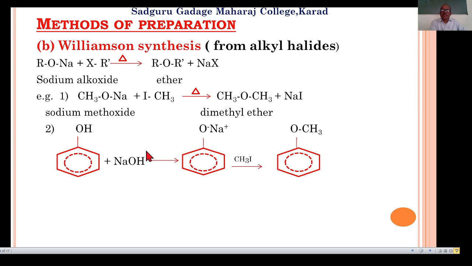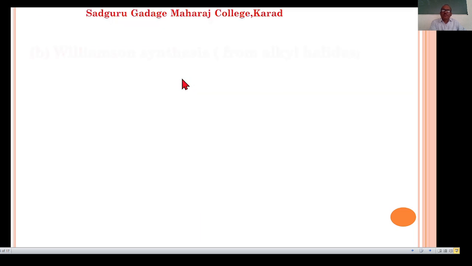Then we take the example of phenol. Phenol, when it reacts with NaOH, gives sodium phenoxide. And this sodium phenoxide, when treated with methyl iodide, gives anisole, that is OCH3 methoxybenzene. Anisole is also called methoxybenzene. So this is a Williamson synthesis. In Williamson synthesis, sodium alkoxide is treated with alkyl halide, then the product is ether.